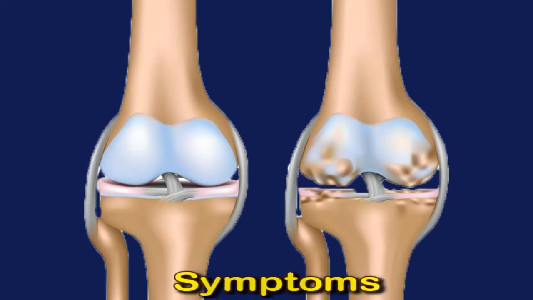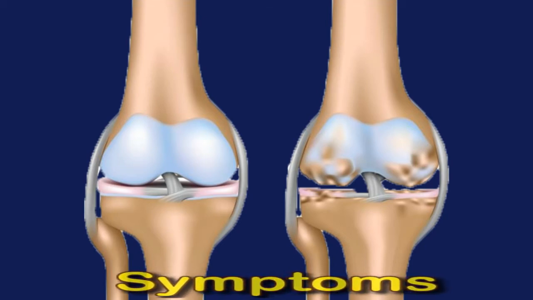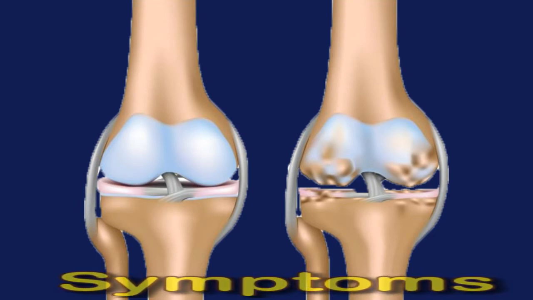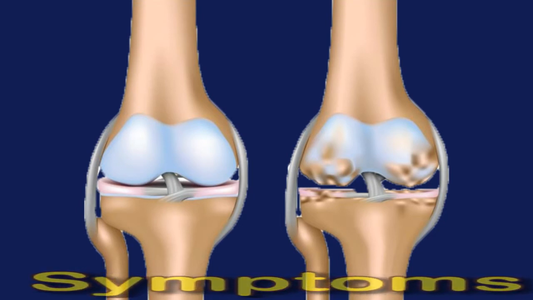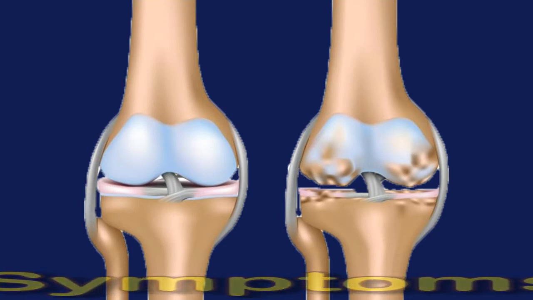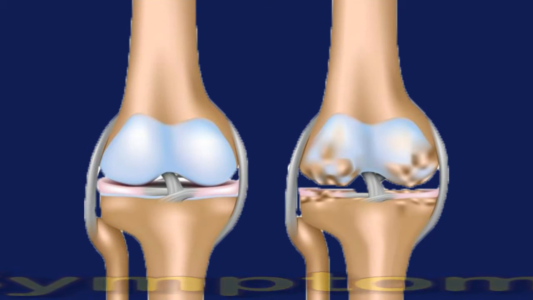Weakness or buckling in the knees. A change in gait, typically a knock-kneed or bow-legged walking gait. Symptoms may get worse after sitting or resting for a long time. High impact types of exercise may also cause more pain and swelling in the joint.